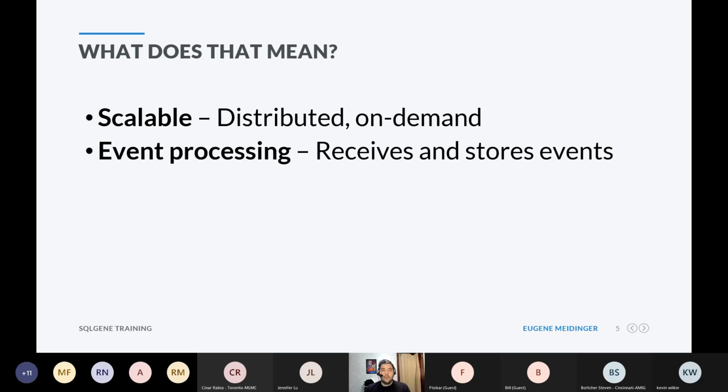Event processing simply means that it receives and stores events. And we'll talk about what an event is because, again, the general definition as far as event hubs are concerned is broader than what you might think of when you think of an event, right? When someone says event, I think about like a birthday party or something like that.